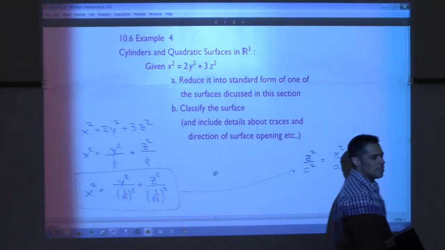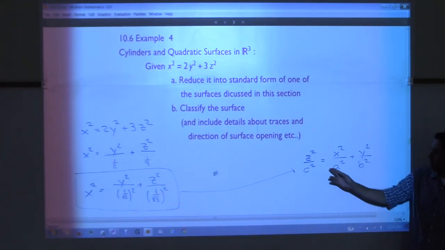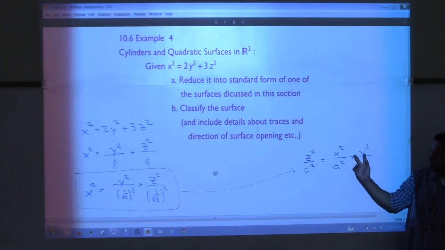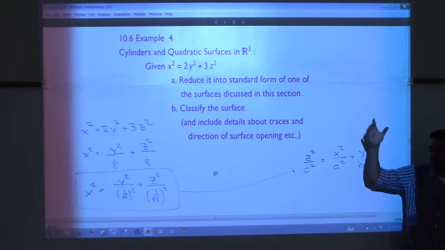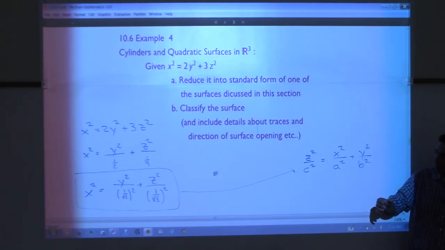Now, we've switched the place of some of the variables, right? Like, this is z squared equals the other two squared and added, but that just means our cone opens in a different direction, right? It's not up and down. Instead, it's coming out the x-axis at us. Does that seem pretty okay? All right.